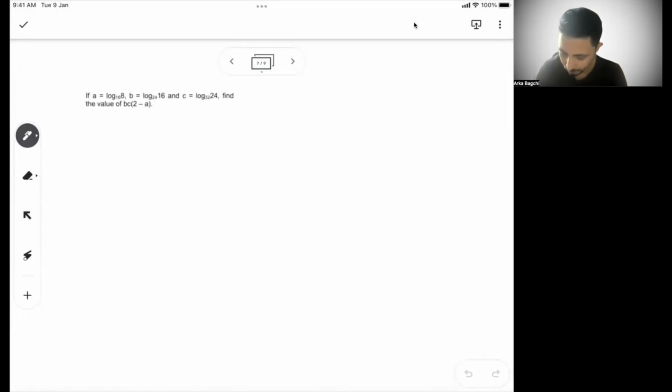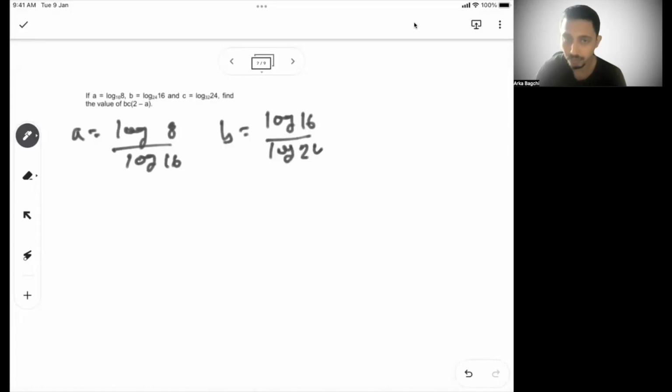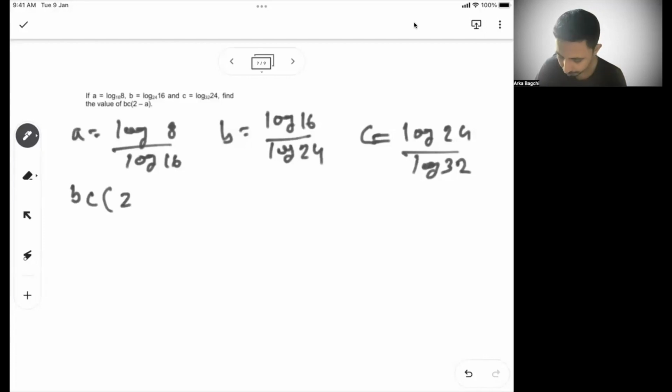Next problem. A is log 8 by log 16. B is log 16 by log 24, like log of a base b, same as writing log a by log b. And C is log 24 by log 32, right? Now, what is 2BC minus ABC? So let's find out what is ABC and what is BC.